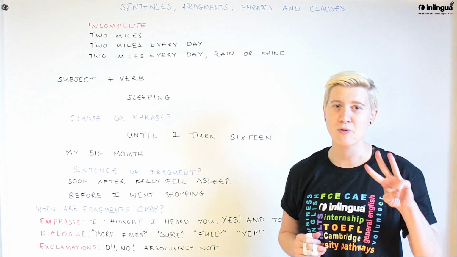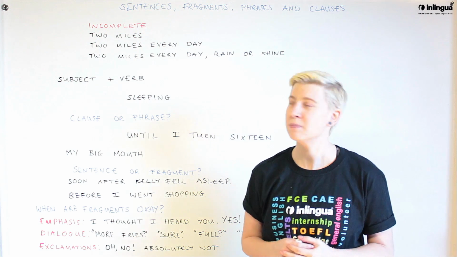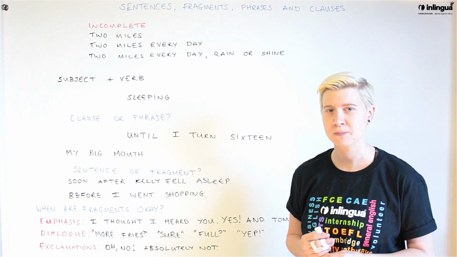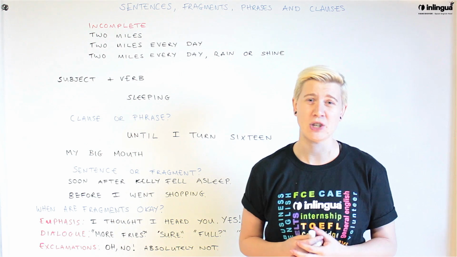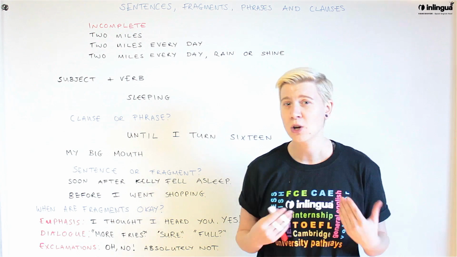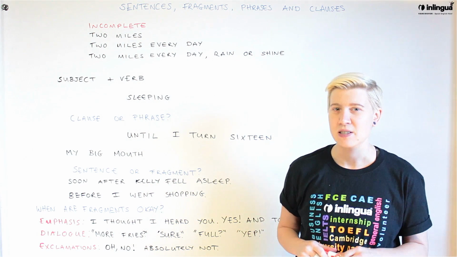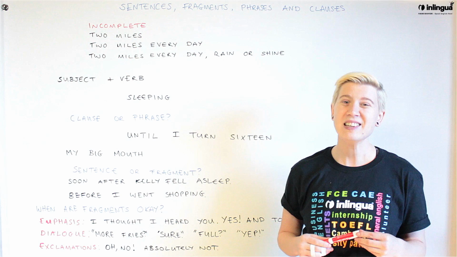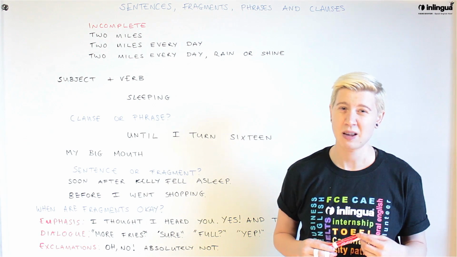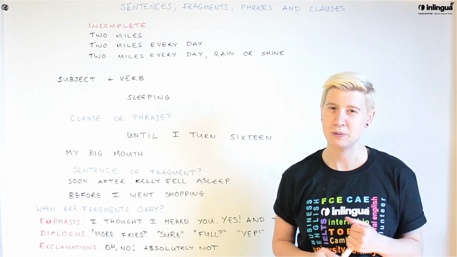Up here I have 3 examples of an incomplete sentence. Let's look at them. 2 miles. You can see why this is incomplete. There is no information here. You don't know what is happening, who is doing what. There is no information. How about the next sentence? 2 miles every day. There is a little bit more information here. Okay? Maybe you have some idea what I'm talking about, but you don't know for sure.